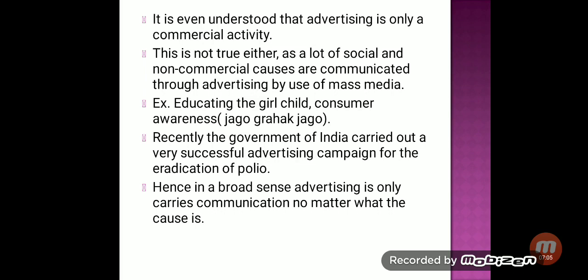Recently, the government of India carried out a very successful advertising campaign for the eradication of polio, and WHO, the World Health Organization, has also declared India a polio-free country. The main reason behind this success is the advertisement campaign run by the Indian government about the importance of 2 drops of polio. Hence, in a broad sense, advertising only carries communication, no matter what the cause is.